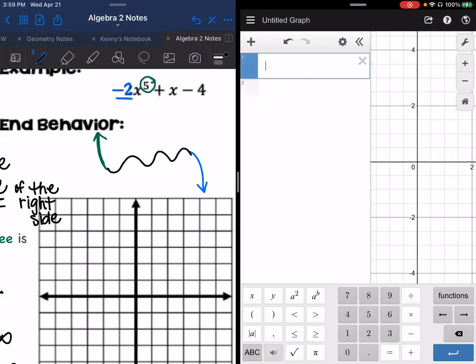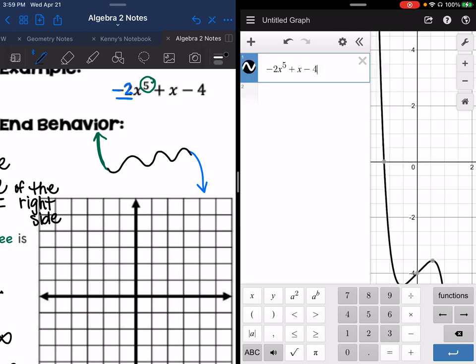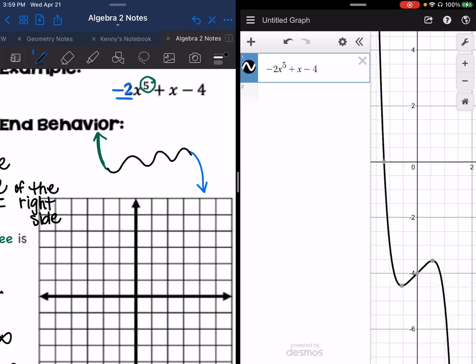All right, negative 2x to the fifth plus x minus 4. We sure did. Look at that. It looks almost exactly like it, at least on the ends. Now I got too many minimums and maximums in there. I got too many hills in there, too many bumps, but that's okay.